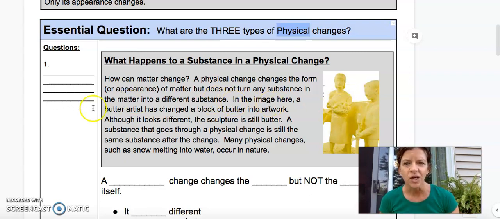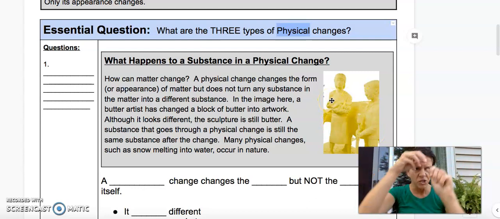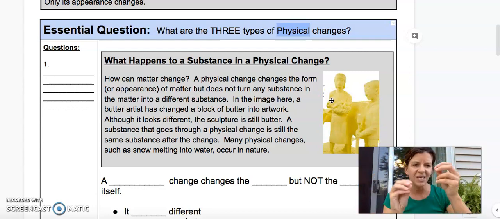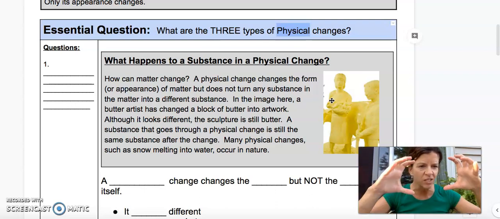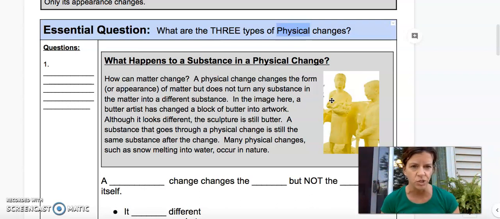In the image here, a butter artist has changed a block of butter into artwork. Although it looks different, the sculpture is still butter. A substance that goes through a physical change is still the same substance after the change. Okay? So what he's saying is that it was a big, huge block of butter. He changed the way it looks, he manipulated it, he carved it, and in the end, it looks completely different. It doesn't look like a block anymore, but it is still butter. That is a physical change.